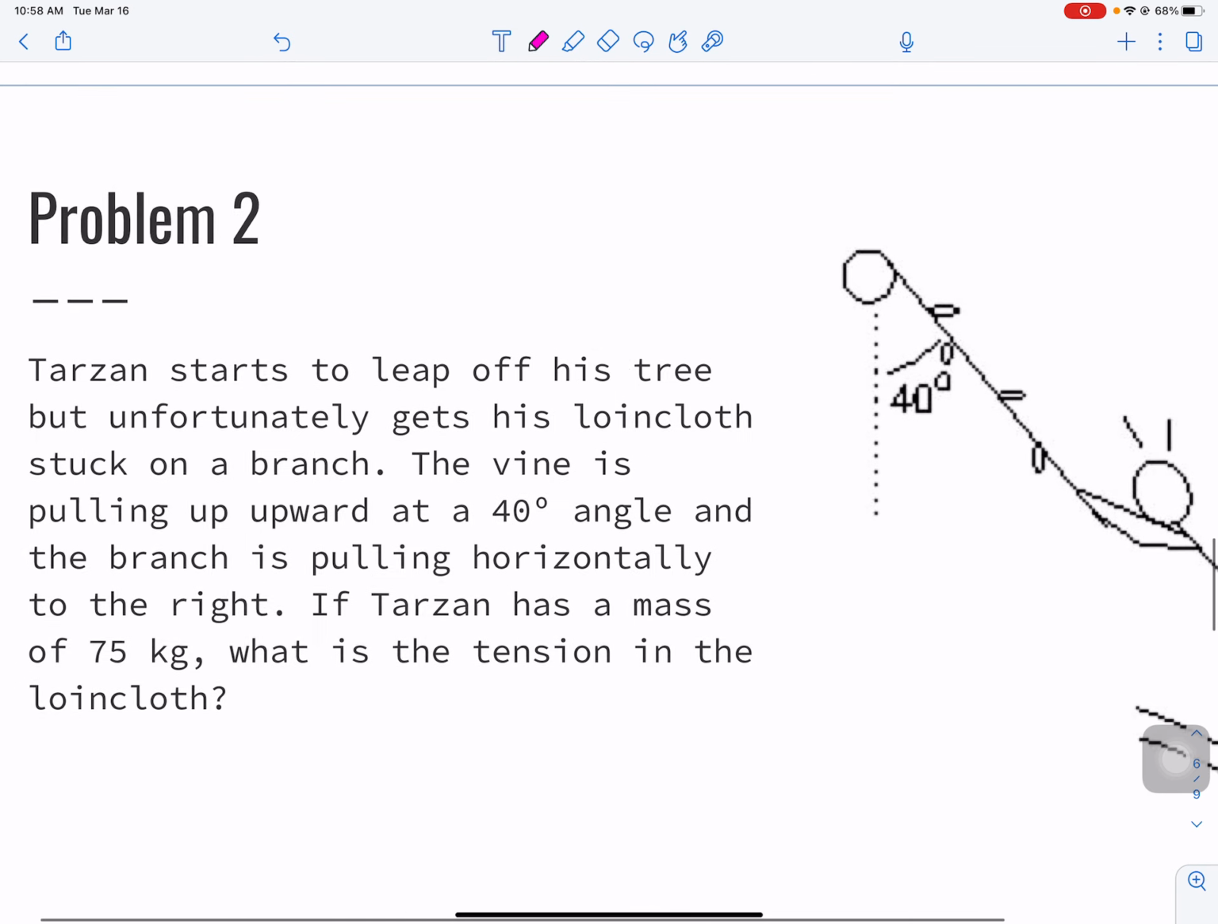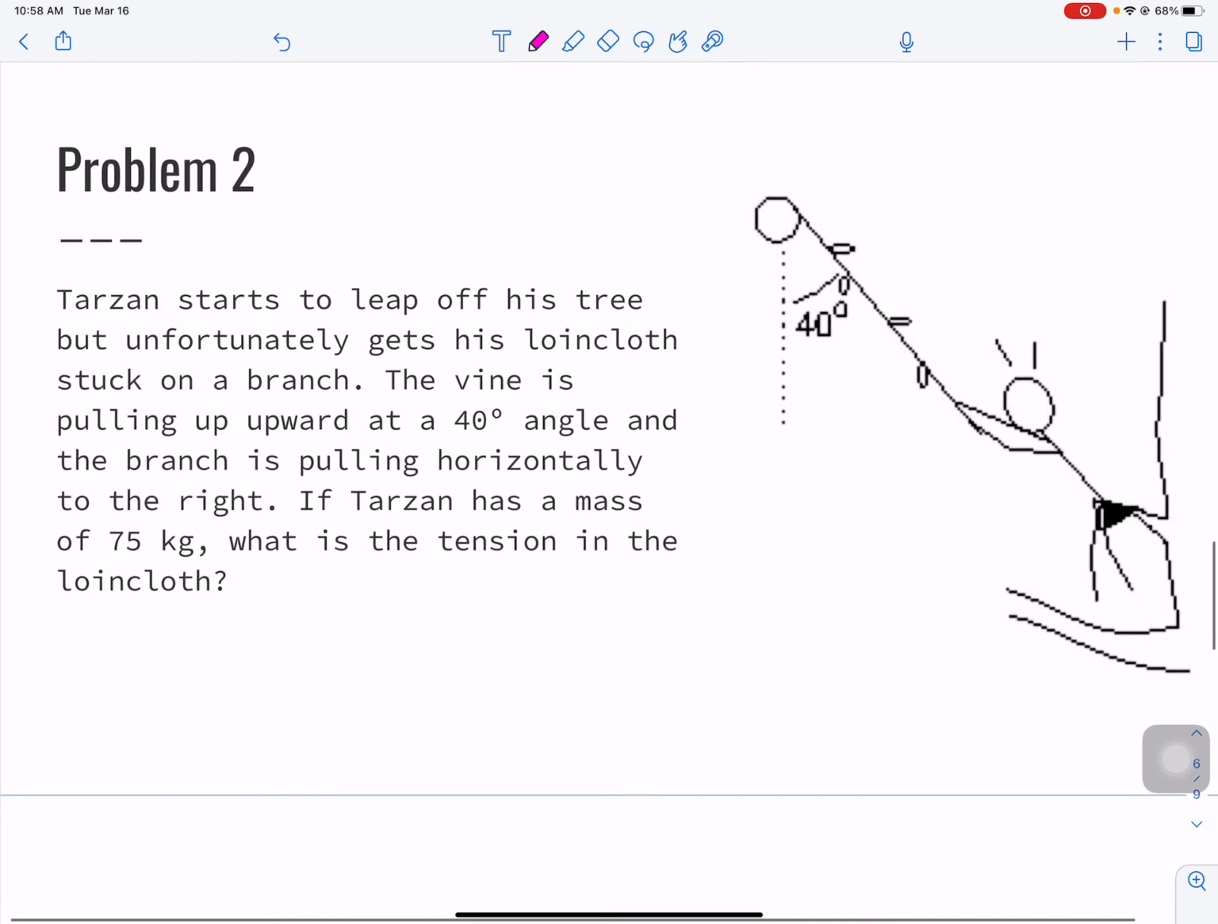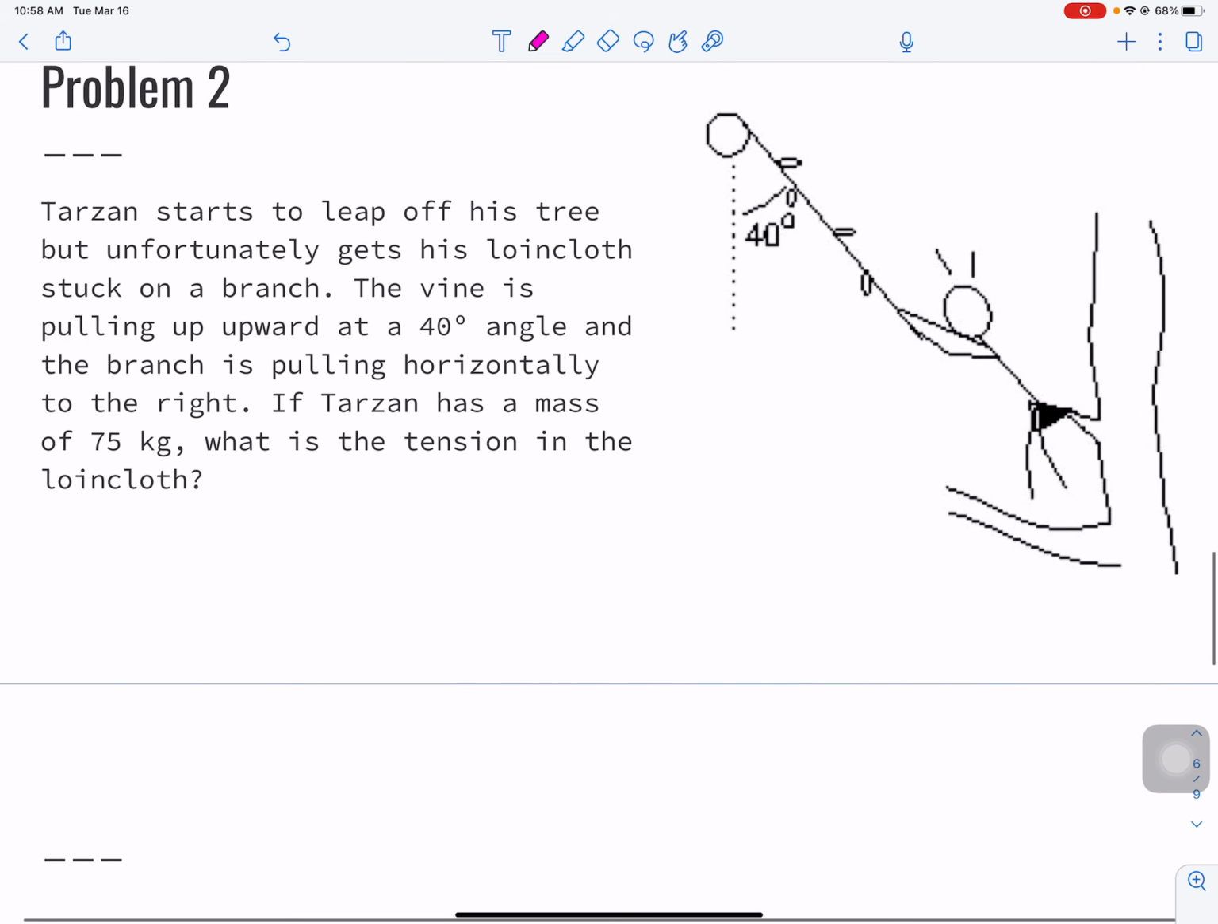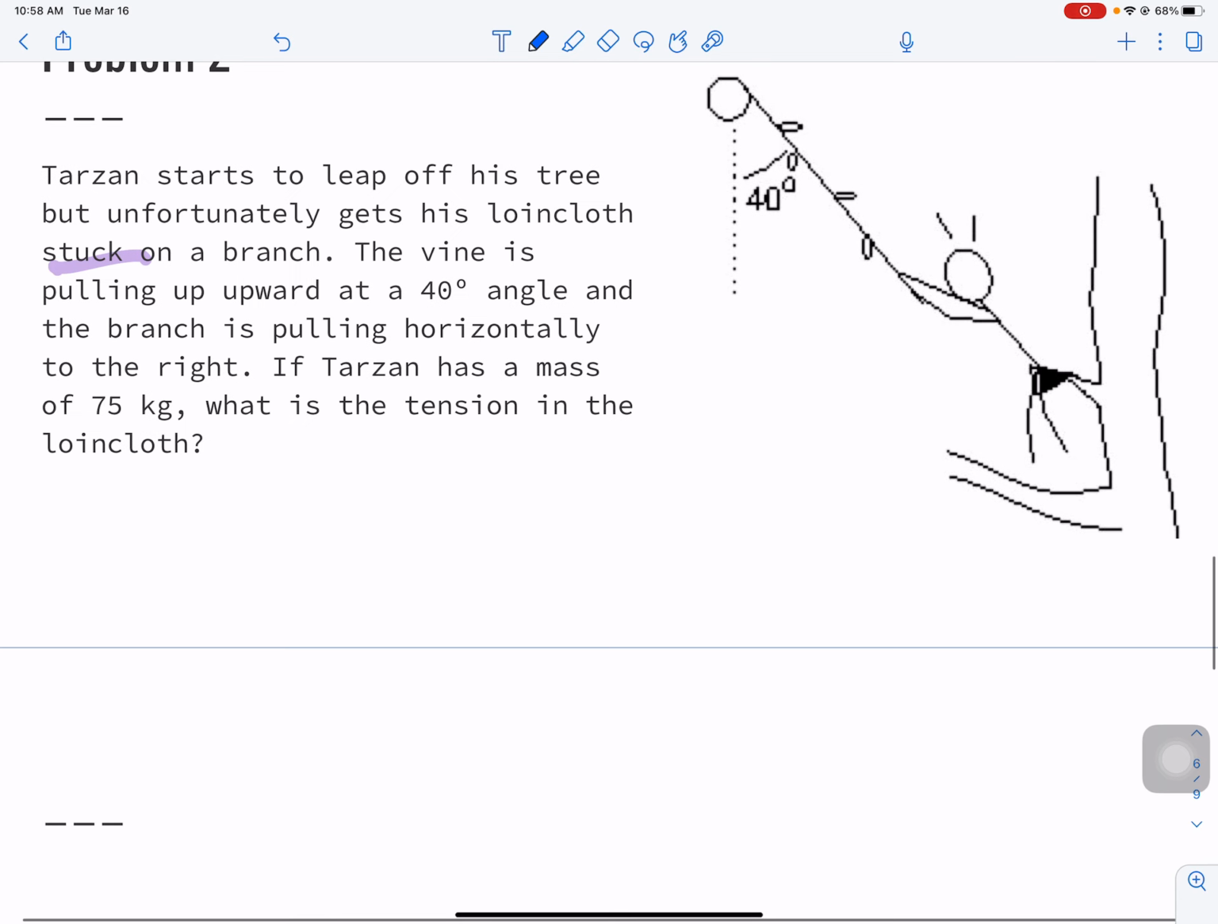Okay, next one. All right, Tarzan starts to leap off his tree, but unfortunately he gets his loincloth stuck on a branch. The vine is pulling upward at a 40-degree angle, and the branch is pulling horizontally to the right. If Tarzan has a mass of 75 kilograms, what is the tension in the loincloth? Okay, so he is stuck, and so that means net force is going to equal 0 in all directions. But we are going to start with a free body diagram.